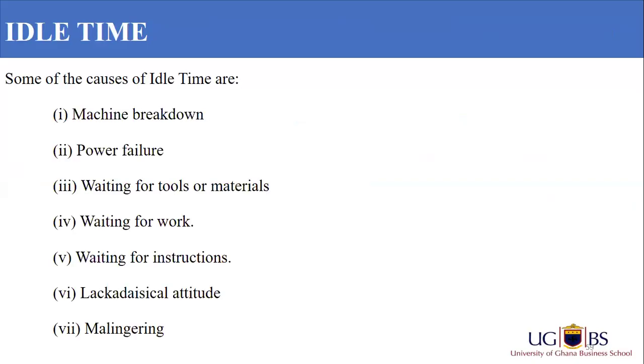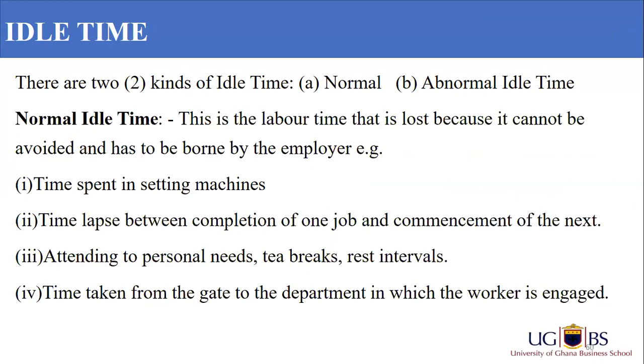Some of the causes are machine breakdown, power failure, waiting for tools or materials, waiting for work, waiting for instructions, lackadaisical attitude, poor training, and so on. So there are two kinds of idle time, the normal one and the abnormal one. The normal one is the labor time lost because it cannot be avoided and has to be borne by the employer. So basically, this is something that cannot be avoided.